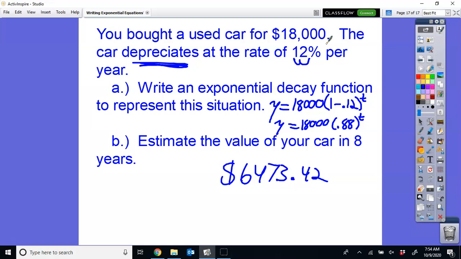If you buy a brand new one, when you drive it off the lot, you're taking a couple thousand dollars and just chunking it out your window, essentially. And that's just not real smart. So we have these exponential growth and decay functions.